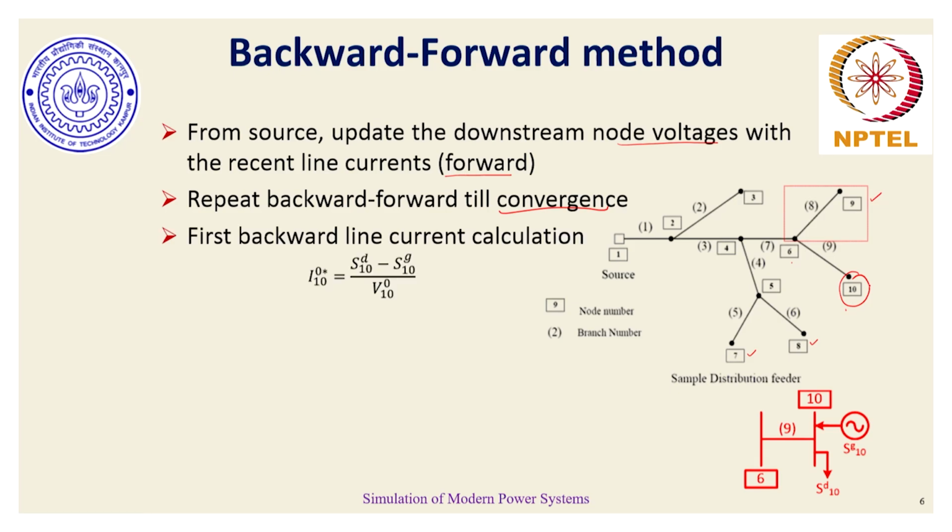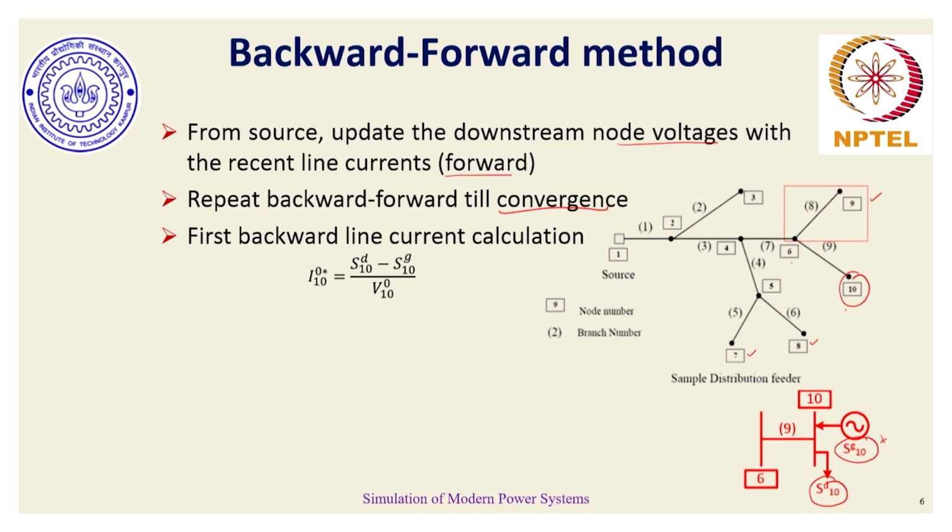So suppose at bus number 10, I know the complex demand, and if there is a generator present at bus number 10, then I also know its specification, provided that it is a PV bus. Usually this generator will not be present at the far end buses. So the demands are known. If generation is present, its generation is known.